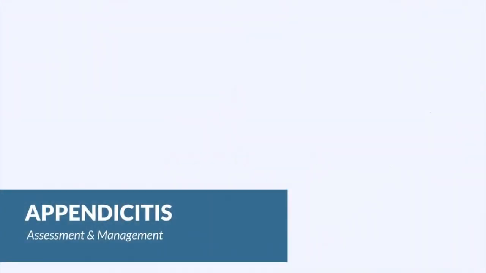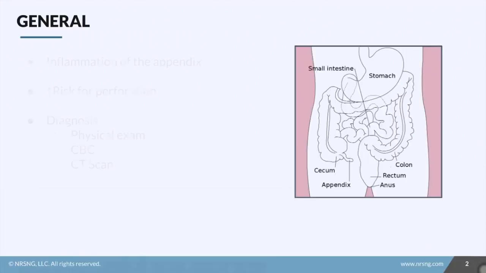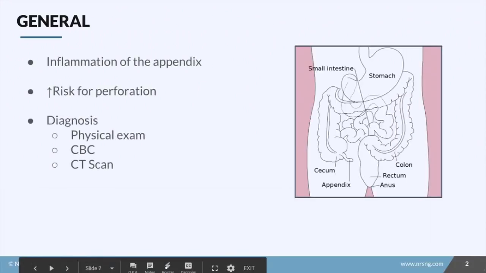Hey guys, in this lesson we are going to be talking about appendicitis as it occurs in our pediatric patients. Now I know you've already come across this topic in your adult courses, so what I want to do is just really focus on the things that can be a little bit different for kids. Appendicitis is actually the most common cause of emergency abdominal surgery in childhood, so you are really likely to see it during your clinicals.